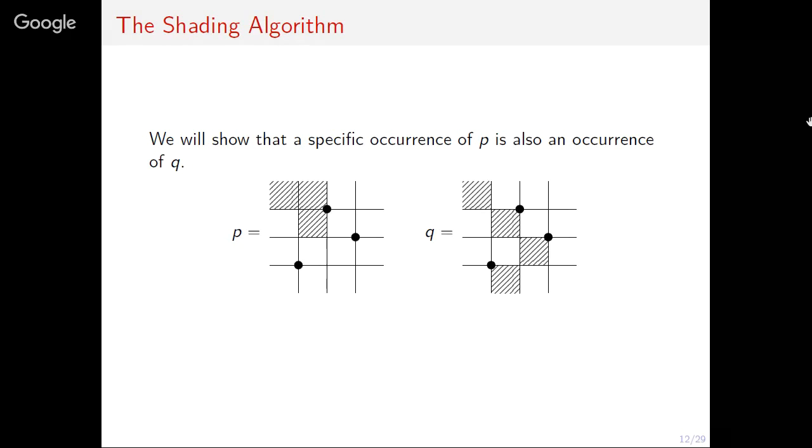So we want to show that these two patterns are coincident. That means that in every permutation that P occurs in, Q also occurs in, and vice versa. We will do it by simply considering these boxes in P, which are not shaded, but are shaded in Q. And we will show that in a very specific occurrence of P, these two boxes are actually empty. That is, they correspond to some area in every permutation that is empty, does not contain any point.